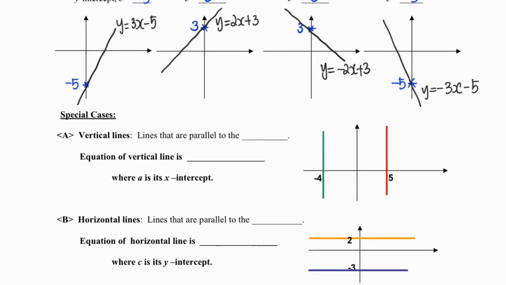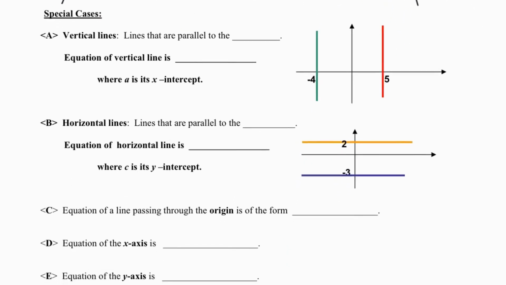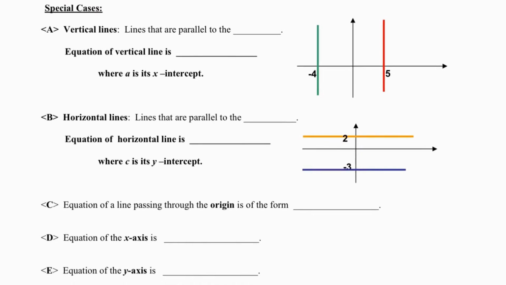Okay, let's continue. These are some special cases now. We will focus on the special cases where we see vertical lines. These are lines that are parallel to the y-axis; this is y, this is x.